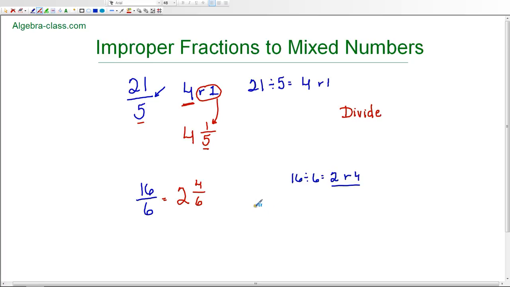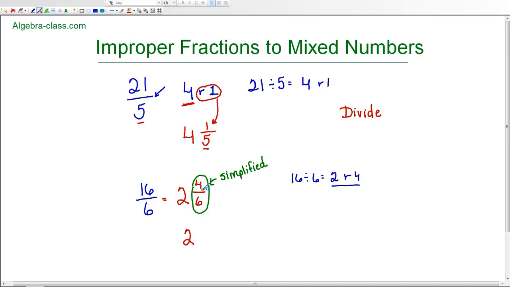Now, most likely 2 and 4/6 will not be accepted as the mixed number. And you might be wondering why. The reason is the fraction. This fraction is not in simplest form. It can be simplified. And if the fraction can be simplified, you want to simplify it because your mixed number needs to be in simplest form. So this does not affect the whole number. The whole number stays the same.